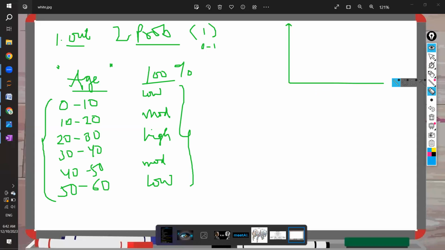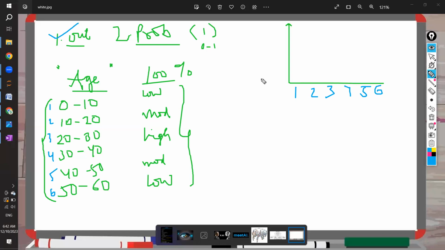I'm just writing 1, 2, 3, 4 because I don't have space. Okay, let's call it 1, 2, 3, 4, 5, 6. These are different categories. What are these? These are outcomes. And the next thing is the probability.